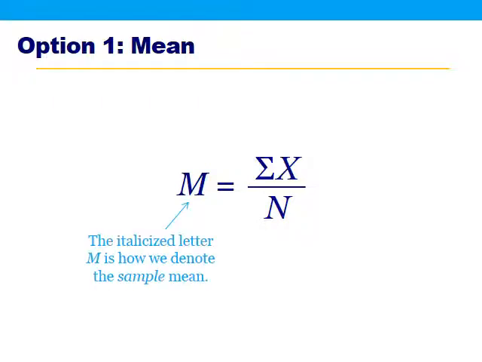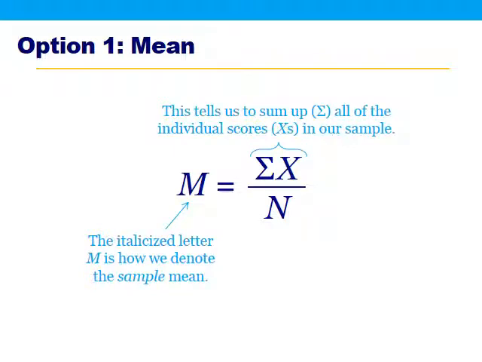So first thing to notice is the way that we represent the mean is going to be with a capital italic M. So anytime we calculate the mean score of our sample, we're going to denote that with a capital italic M. The top part of this equation tells us to add together all of the individual scores in our sample. That first symbol you see there is the Greek letter sigma, which probably does not come as a surprise to those of us who are involved in Greek life on campus.